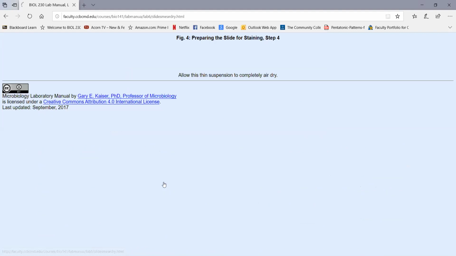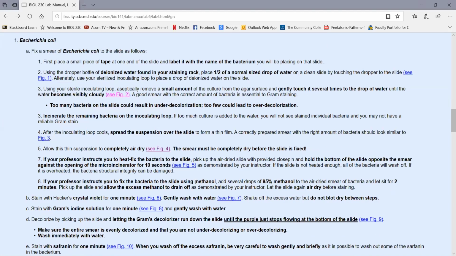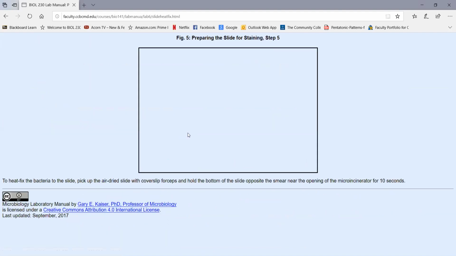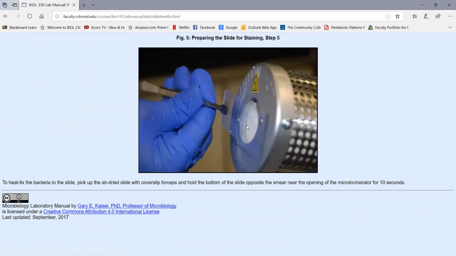So when it is air dried, that should look like a thin powdery film. You should be able to see it with the naked eye, or you probably don't have enough bacteria, but you should be able to see through the smear, indicating that you don't have too many bacteria. And then, of course, we're going to heat fix it by holding it bacteria side facing you over the opening of the Bacto incinerator for 10 seconds.